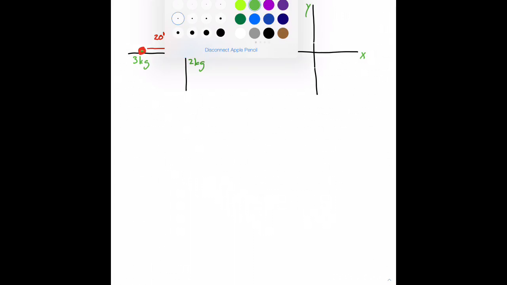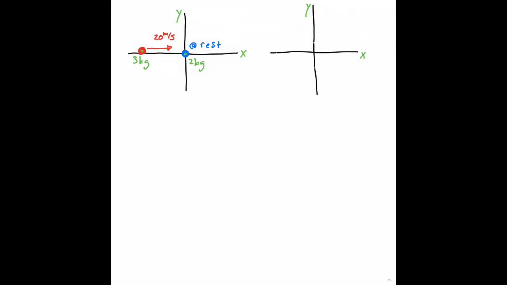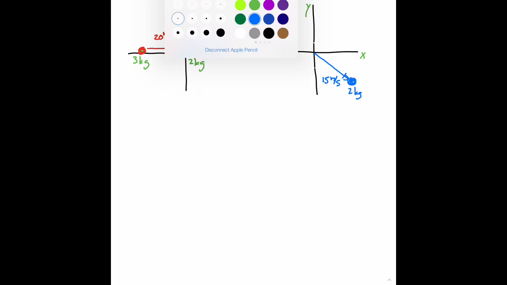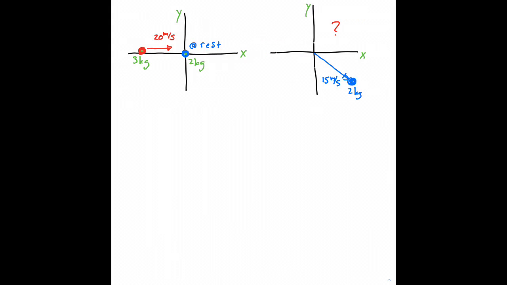So what happens in this collision, and this is a hypothetical, we're just making this problem up, but this is a possible outcome, that the 2 kilogram object after the collision moves down into the fourth quadrant with a speed of 15 meters per second. So again, that's our 2 kilogram object. So then the question is, what do we know about the motion of the 3 kilogram object after the collision?